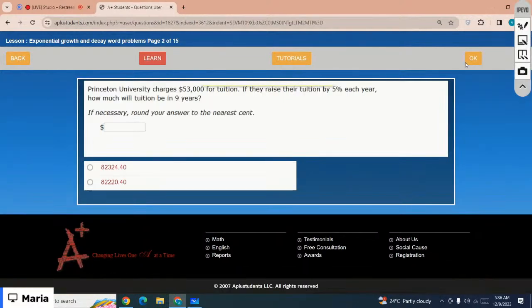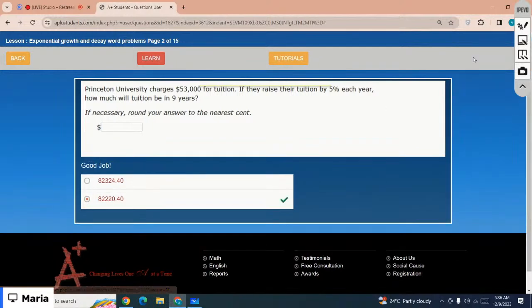And the next one is Princeton. That is the one we're doing the tutorial. Princeton University charges 53,000 for tuition. If they raise their tuition fee by 5% each year, how much will tuition be in 9 years? So the correct option is 8,220.40. That is the correct option. I remember the answer, right?